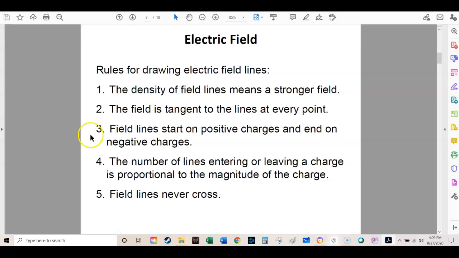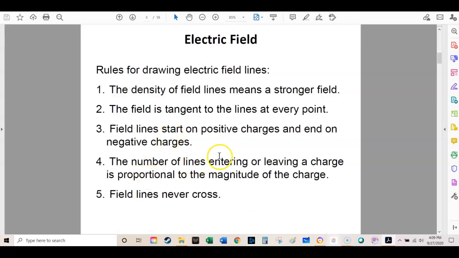Field lines, number 3, field lines emanate from positive charges, and then they point towards negative charges. So electric field lines are pointed radially away from positive charges, like spokes on a wheel. And imagine a negative charge with little arrows pointing towards it from all directions radially. That's what field lines look like on negative charges.